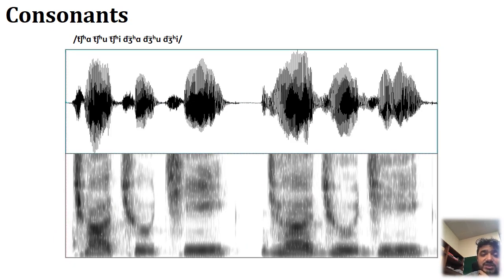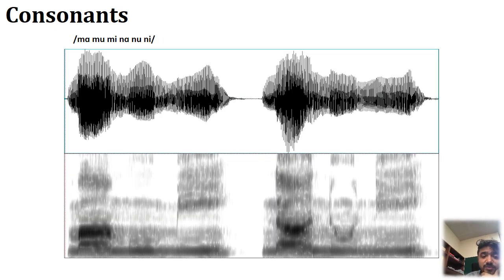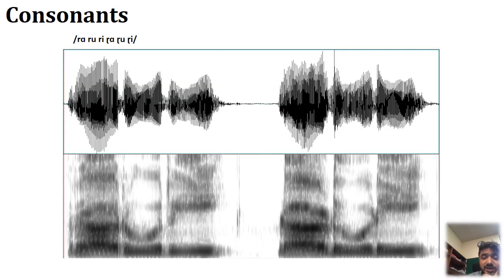And you have cha chu chi, ja ju ji. Again, you can observe the aspiration here as well. So right after this, you have the aspiration here. All right, you have ma mu mi, na nu ni. You have ra ru ri.